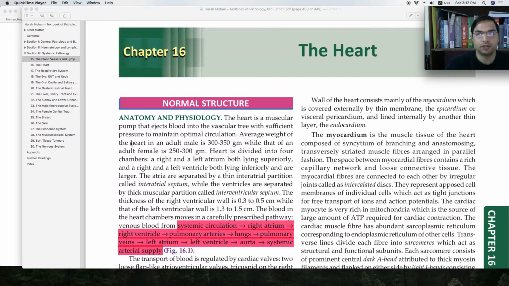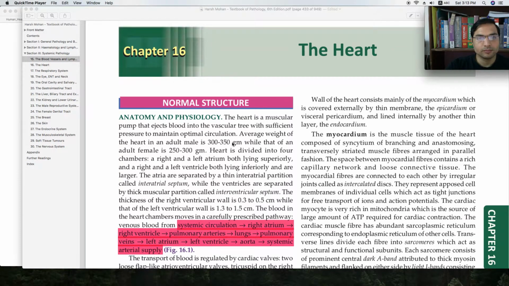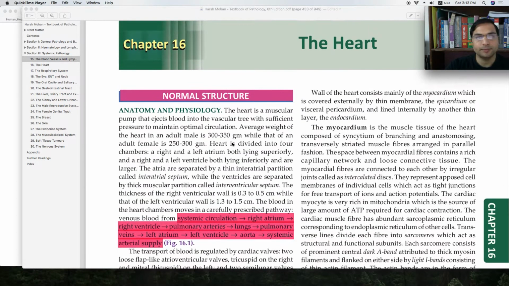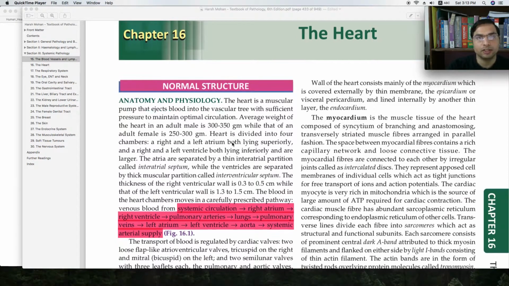Study cardiovascular system. So before we actually go into the cardiac pathologies, let us learn the physiology of the heart and blood vessels also. It is very important for us to revise the physiology. So this lecture will be completely based on the physiology, right? Robbins Textbook of Pathology, 6th edition, chapter 16, heart.